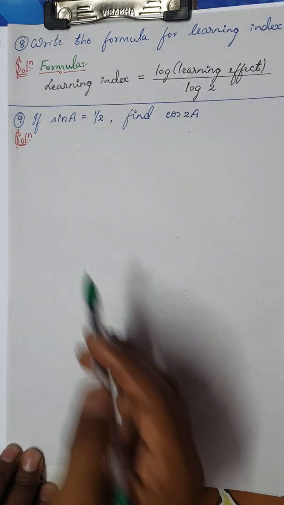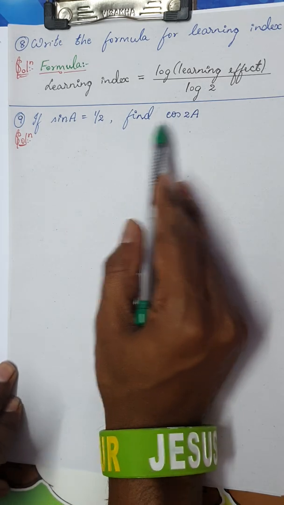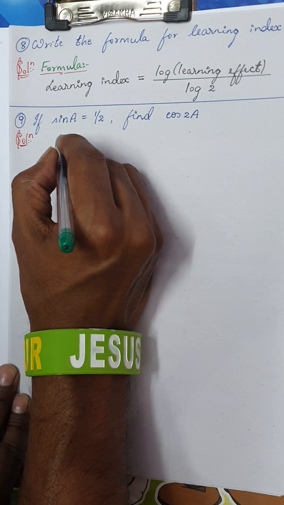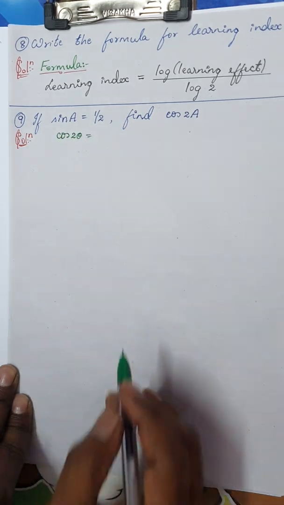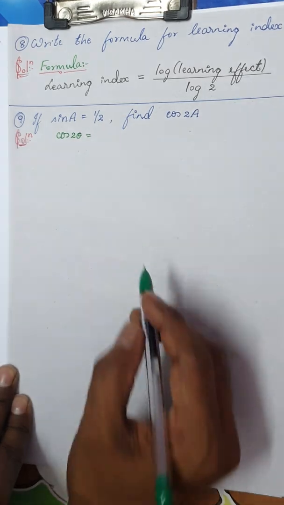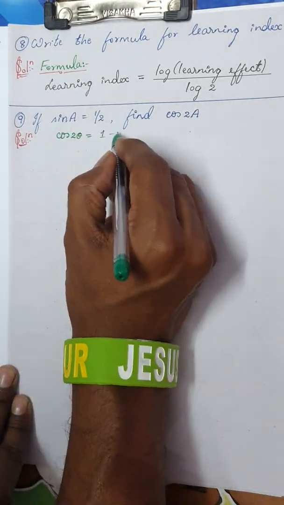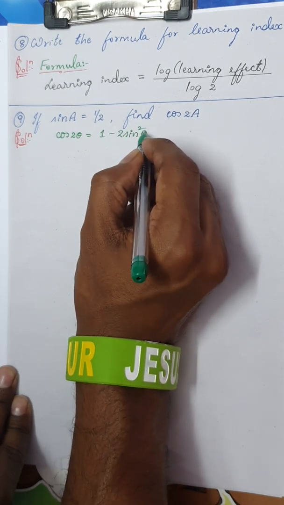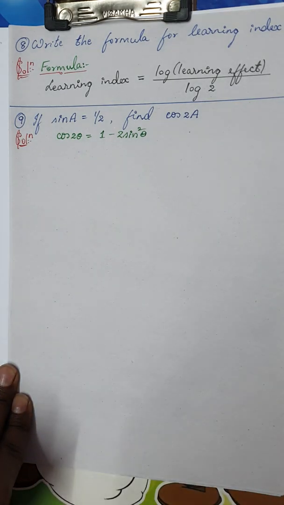Fine, students. So question number 9 goes like this. If sin A is equal to 1 by 2, find cos 2A. The regular procedure, normally a student uses the direct formula. Cos 2 theta is equal to, there are 4 formulas. Generally, because the sin value is given, it can be written as 1 minus 2 sine square theta. This is the general formula usually they take.